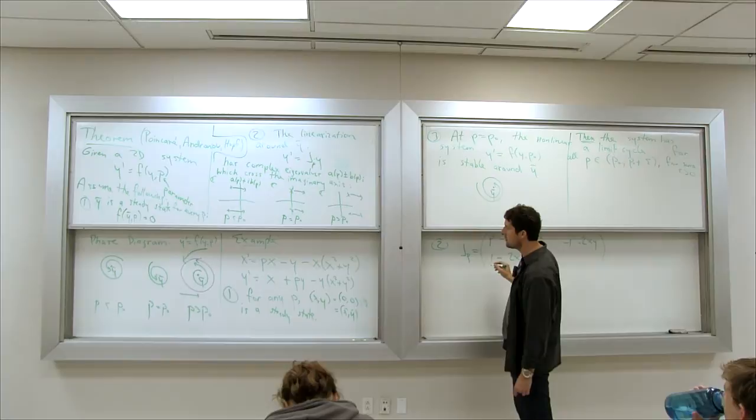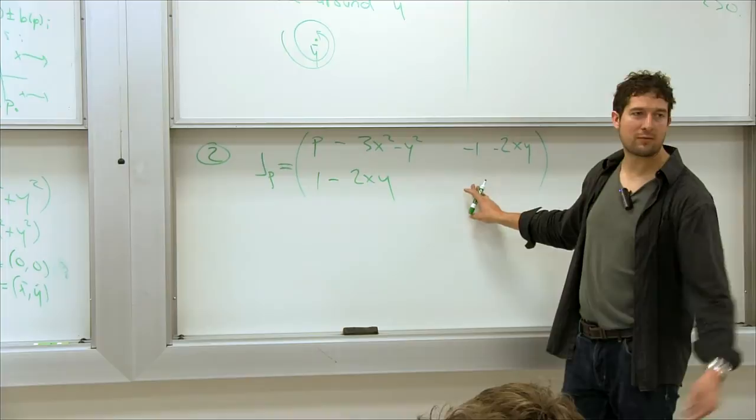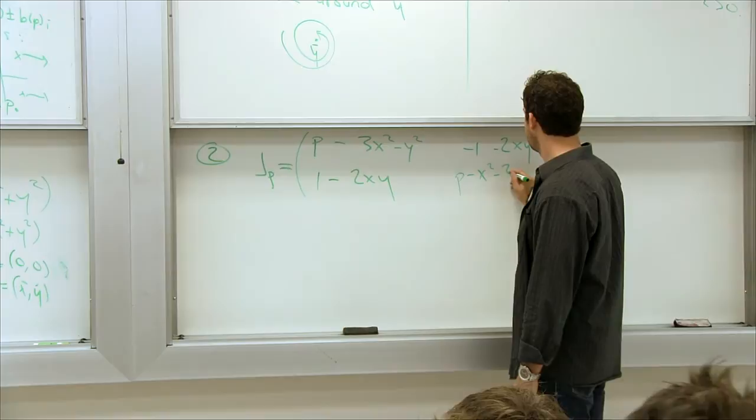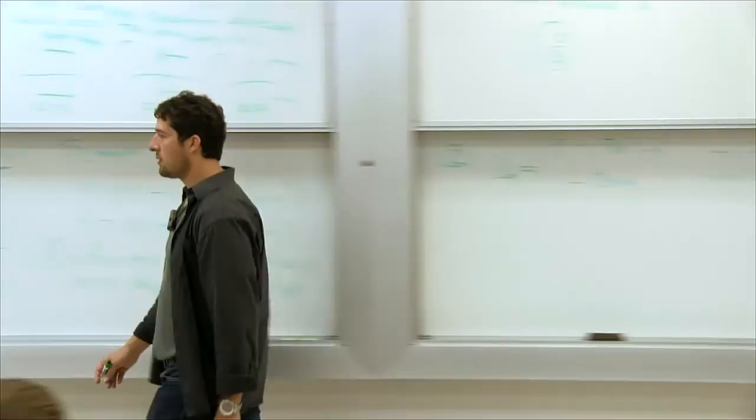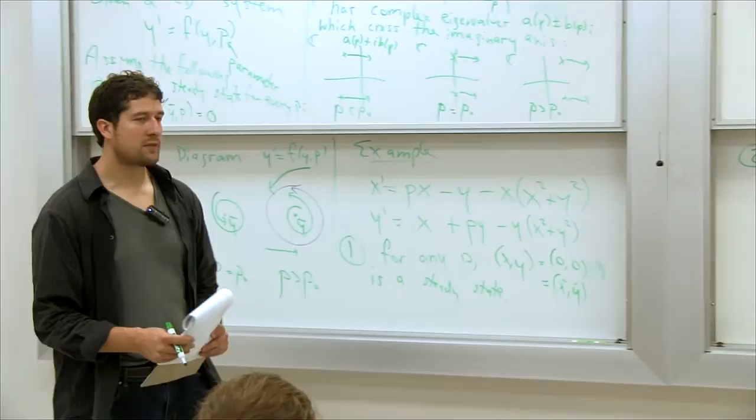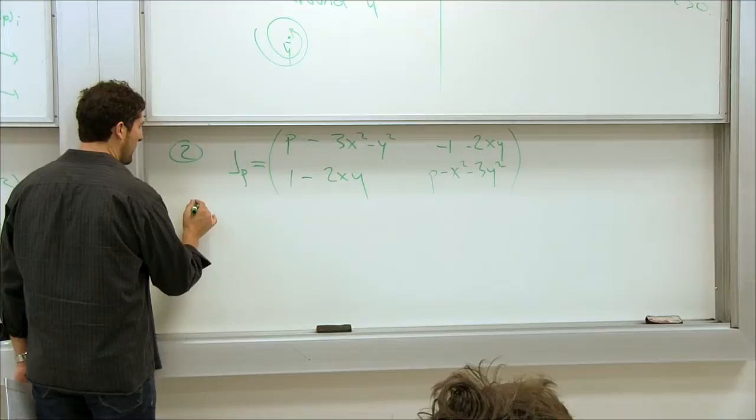Okay. And what about with respect to y? Brian. P minus x squared minus 3y squared. Okay, sounds good. Great. So now let's look at the behavior of this system. So where are the eigenvalues of this system?